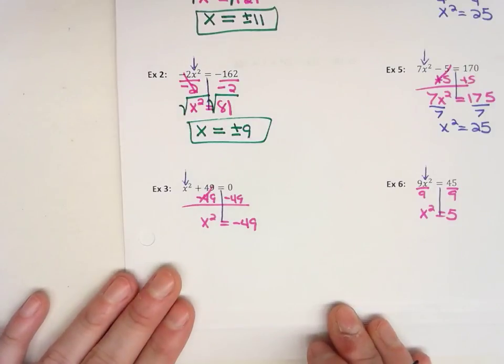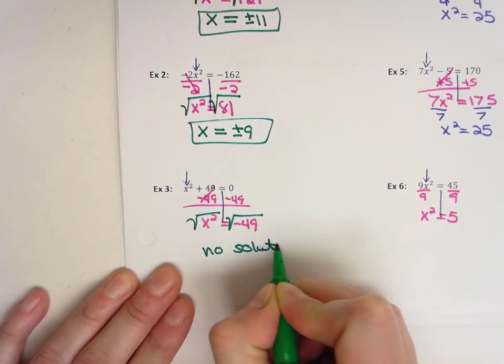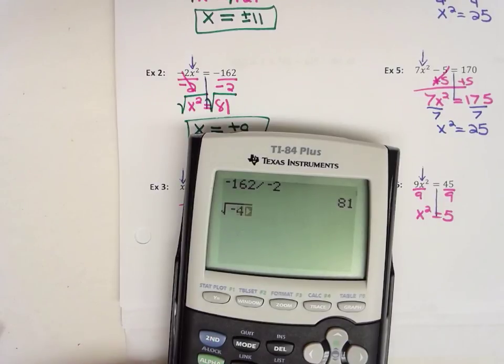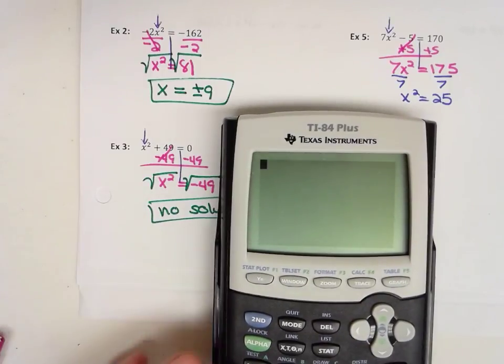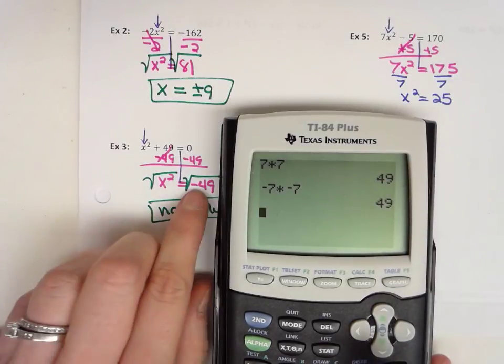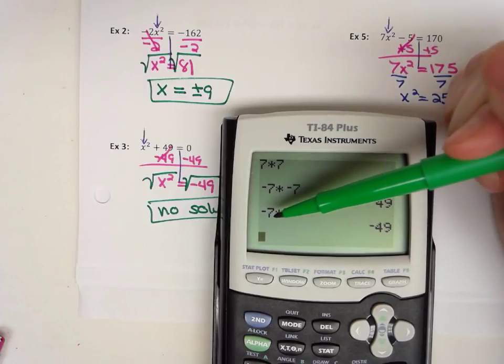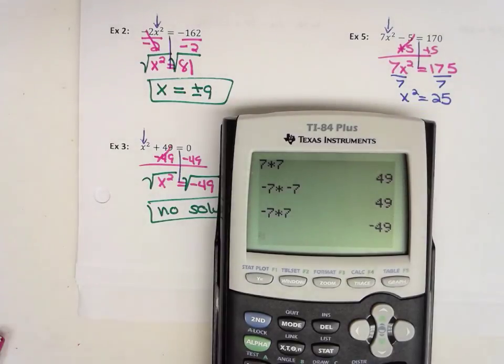If you look at example number 3, when I try to take the square root on this one, we actually end up with no solution because you cannot take the square root of a negative number. If I do the square root of negative 49, look what my calculator says, non-real answer. And here's the reason why. Because if I multiply 7 times 7, that's positive 49. If I multiply two negative 7s together, that's also positive 49. The only way I could get that is to do negative 7 times 7, which does give me negative 49, but those two things are not the same number. And the definition of a square root is what number times itself gives you that number.